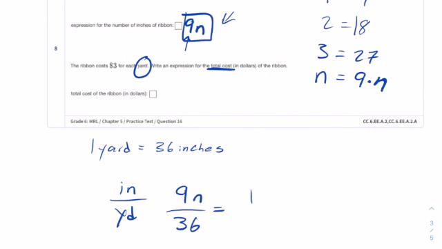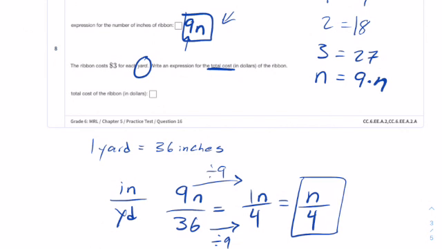Anyway, 9 over 36 is 1 over 4. It simplifies. We divide both of those by 9 to simplify the fraction. So that's 1n over 4, or just n over 4. So this is the number of yards in each party favor. But that's not the cost, right? Because the cost, it says, is $3 for each yard.